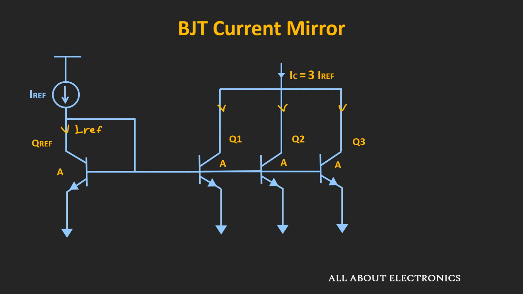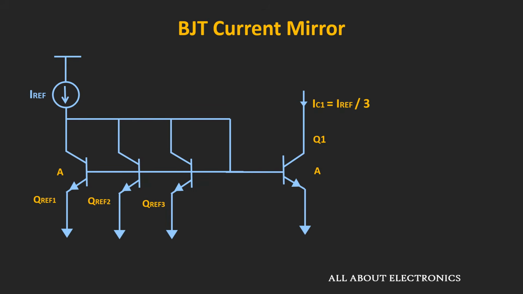Similarly, if the 3 reference transistors with the area of A are connected in parallel, then the collector current of each transistor is equal to I reference divided by 3. That means we can say that this IC1 is also equal to I reference divided by 3. So in this way, we can generate multiples or fractions of the reference current.